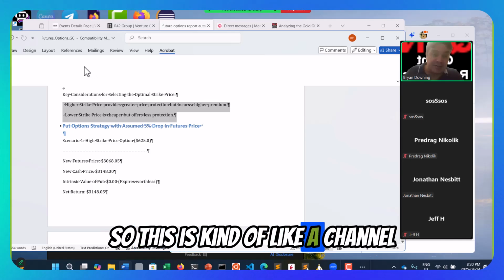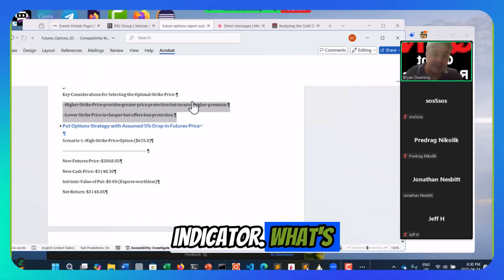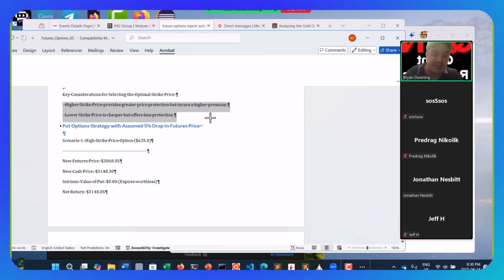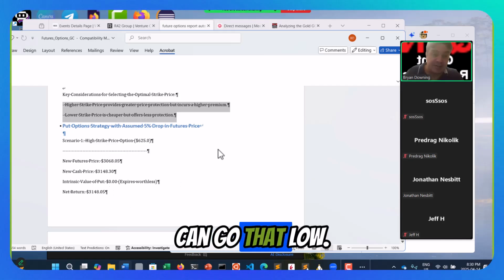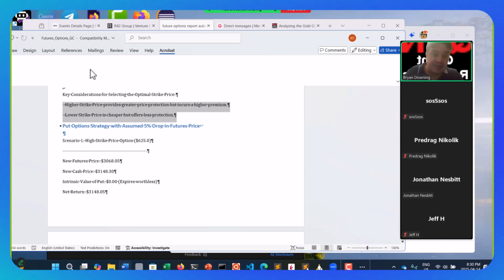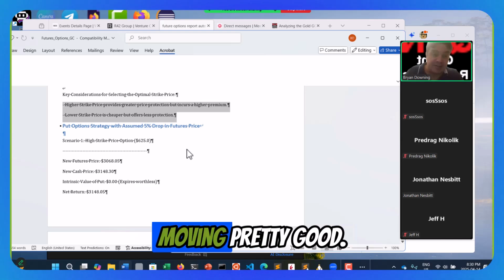So this is kind of like a channel indicator. What's the lowest you can go? 1 minute? I'm using a 2 minute, but you can go lower. 2 minute, 1 minute, 30 second, sometimes 5 second, 15 second. Yeah, you can see how sensitive it's moving. Pretty good.